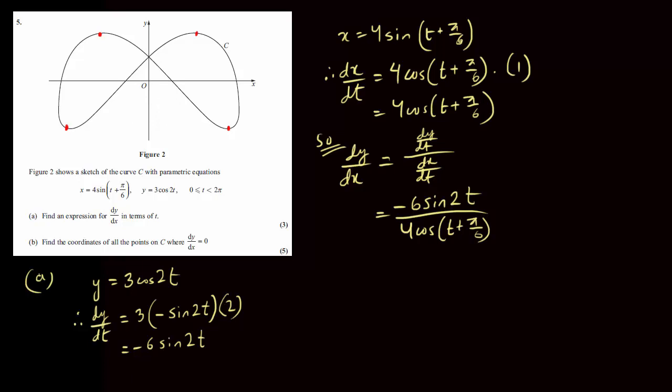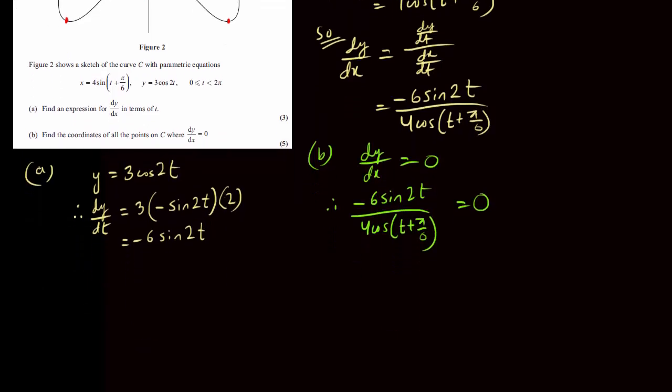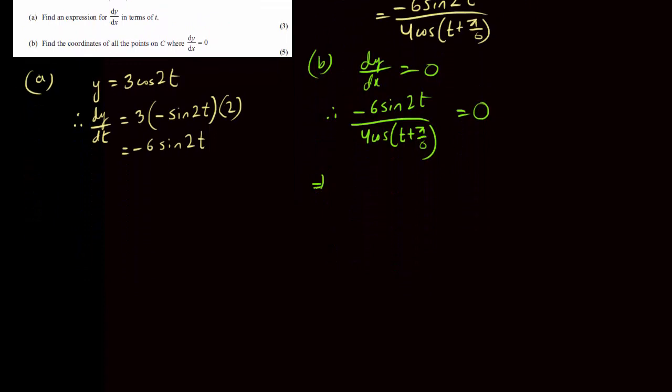So what we have to do over here, for question number B, is dy by dx equals 0. Therefore, minus 6 sine 2t divided by 4 cos of t plus pi by 6 equals 0. Now we have to solve a trigonometric equation for this. If we send this to the other side, it becomes 0. So sine 2t equals 0.